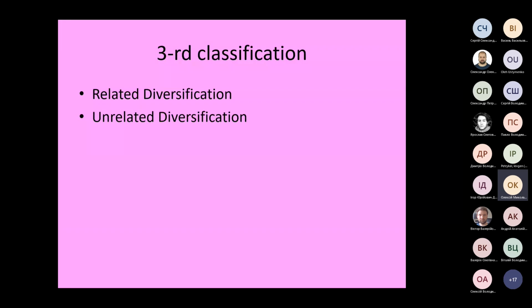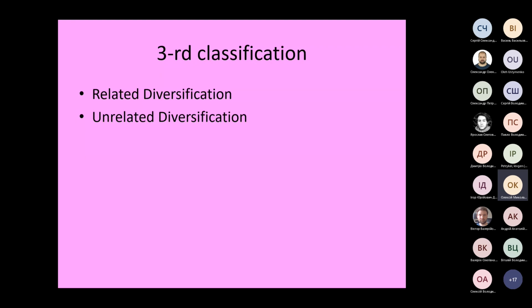And the third classification of the diversification strategy, and actually you can find this classification in, I think, any textbook published in the Ukrainian language. And this is the easiest classification.